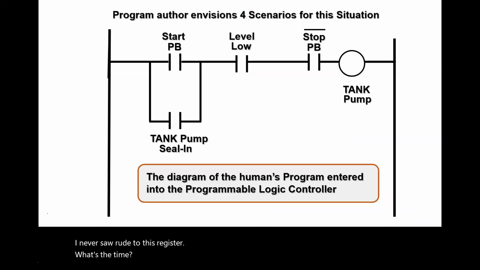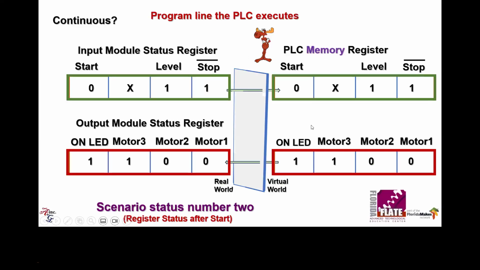So here is an author-envisioned situation that has 4 scenarios: something to do with the start, something to do with level, something to do with stop, something to do with pumping fluid. Here is the input information in this green register, and it has to go through the real world barrier into the virtual world, same information. That information is processed by the PLC, transferred to a register inside the PLC and moved back out to the real world to the output module.